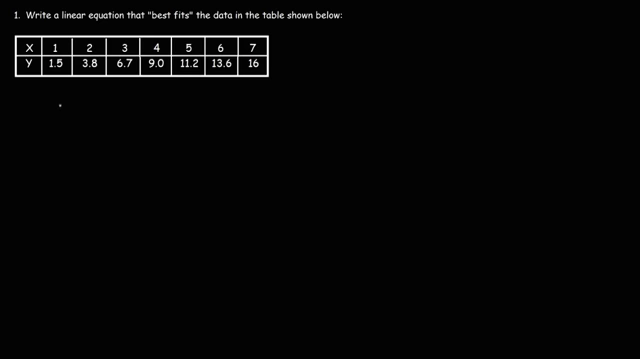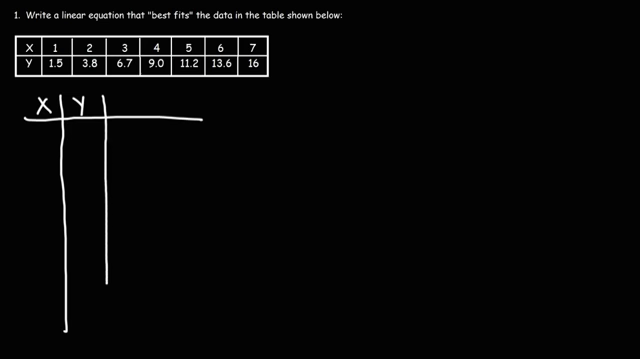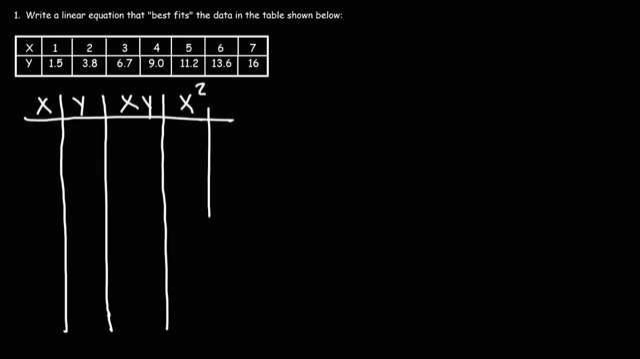The first thing we're going to do is create a table. This table is going to have 4 columns. The first column is going to be x, the second column is going to be y, the third column will be the product of x and y, and then the last column will be x squared. Now let's plug in the values.